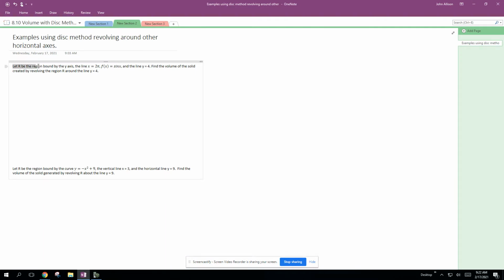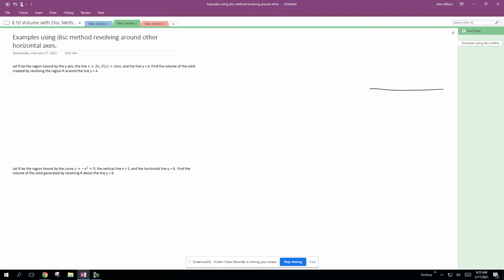We're going to start with the problem. Let R be the region bound by the y-axis, the line x equals 2 pi, f of x equals sine x, and the line y equals 4. Well, that sounds like a complicated region. Find the volume of the solid created by revolving the region R around the line y equals 4. So let's look first at a graph and see what this region looks like.